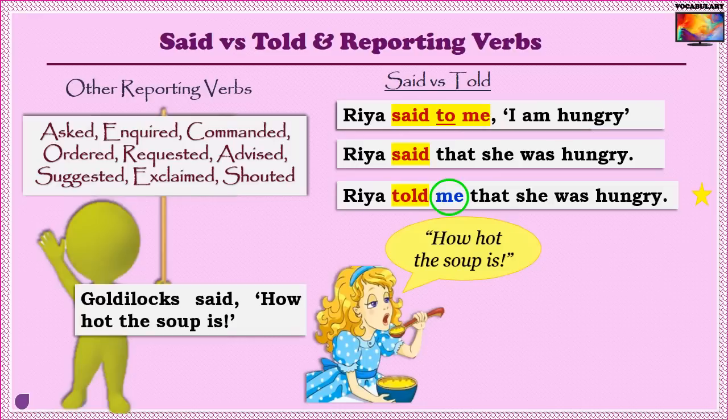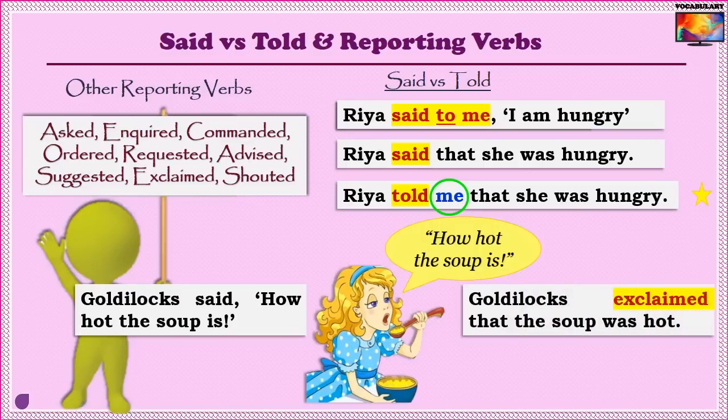The indirect speech for this sentence could have been, Goldilocks said that the soup was hot. But then the original sense and the sudden outburst of emotion as expressed by the exclamation mark would be lost. So a better reporting verb to use would be exclaimed.